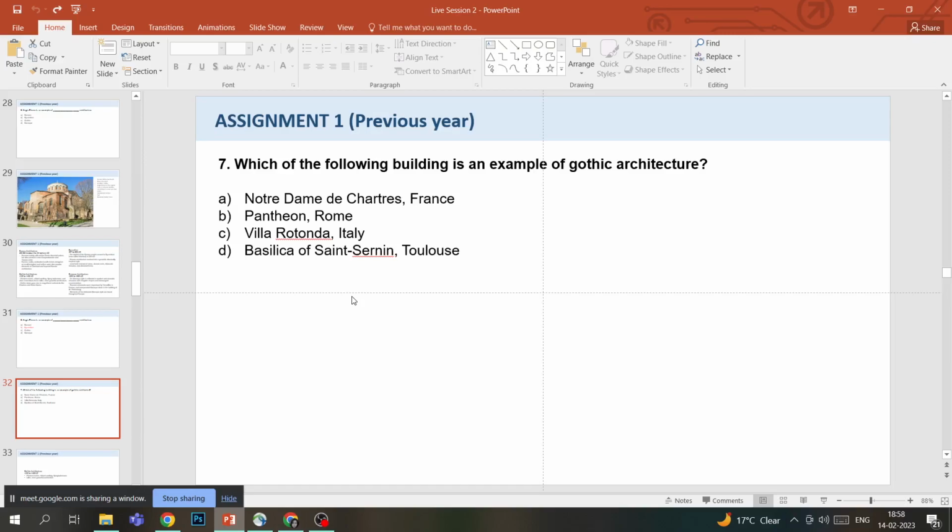So, which of the following building is an example of Gothic architecture? So I just told you the features of Gothic architecture: ribbed vaults, flying buttresses, pointed arches, very tall structures. So we have four options: Notre Dame des Chartres, France; Pantheon, Rome; Villa Rotonda, Italy; Basilica of Saint Sernin, Toulouse.